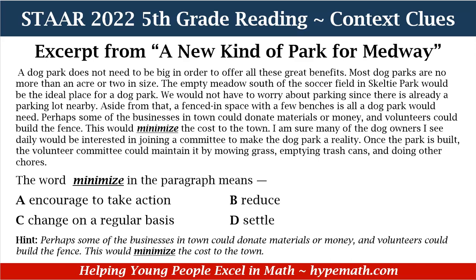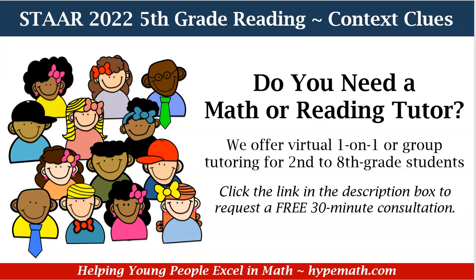Change on a regular basis, C, no. D, settle. That doesn't seem correct as well. And that's what you have to do, fifth graders, when you're trying to determine or discover what the correct answer is. Just talk it through with yourself inside of your head to see what makes sense. Okay? And reduce is the correct answer for minimize. The word minimize in the paragraph does mean reduce. And that is it for our review of context clues, part 1.